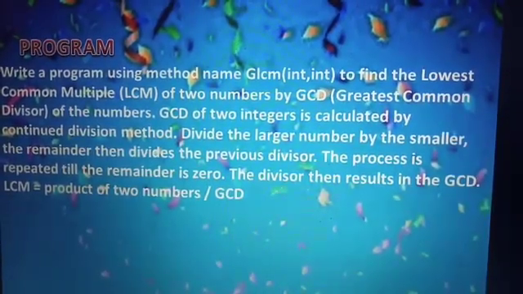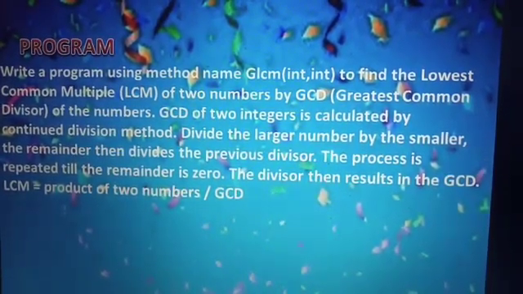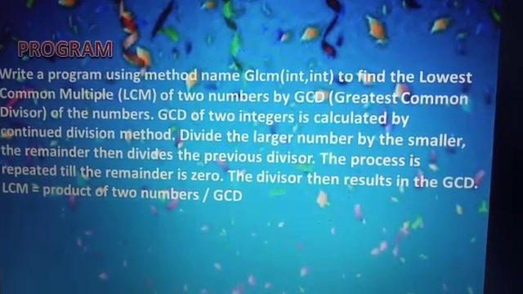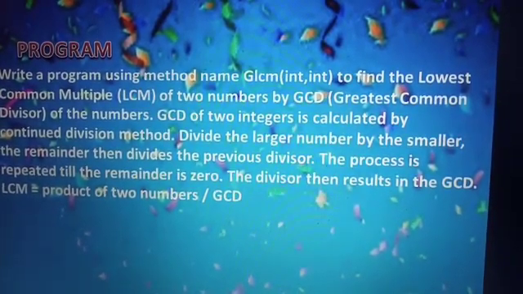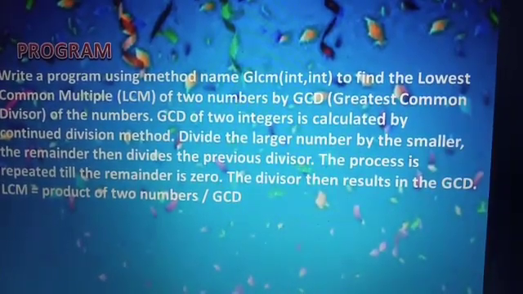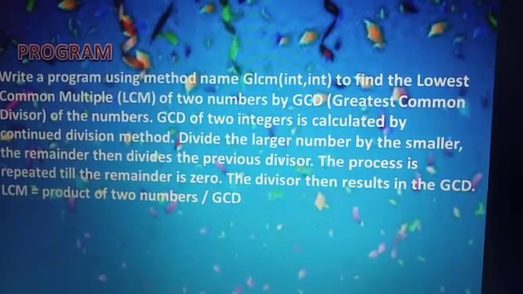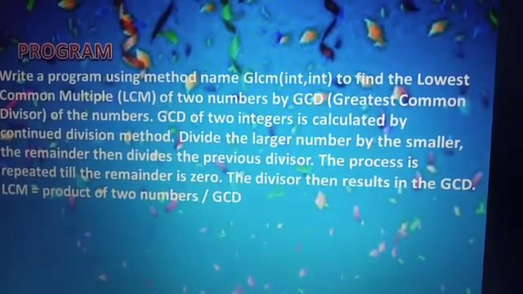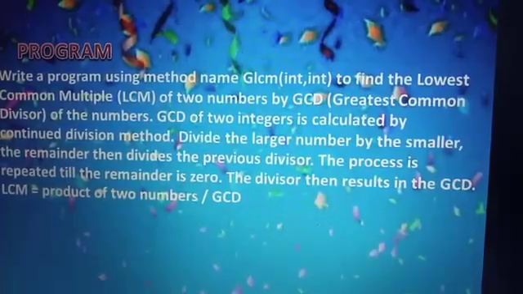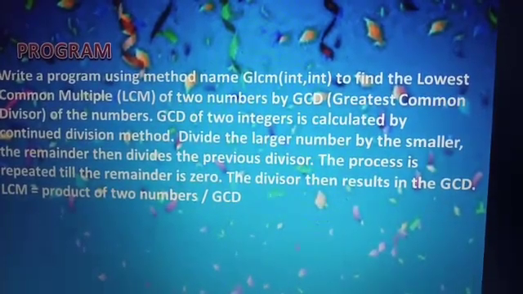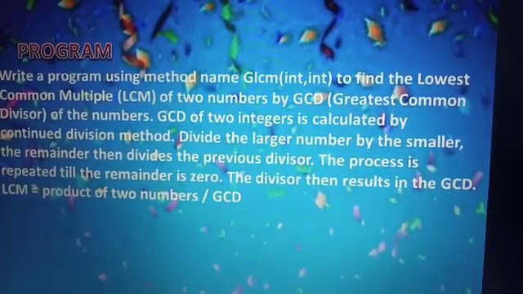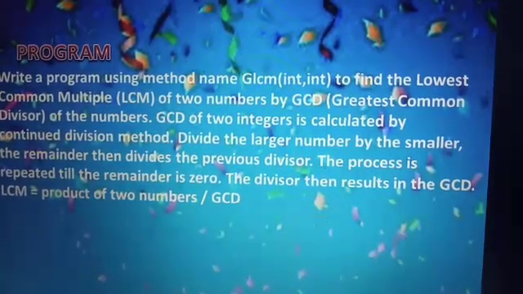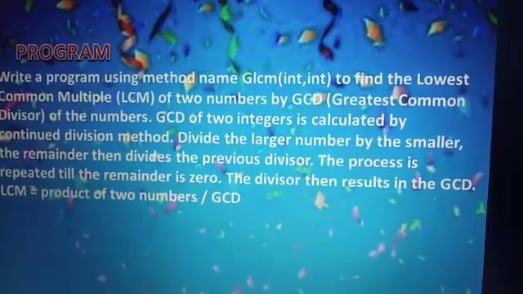GCD means what? Greatest common divisor of the numbers. GCD of two integers is calculated by continued division method. Divide the larger number by the smaller, then divide the previous divisor by the remainder. The process is repeated till the remainder is 0. So the last divisor, that result is your GCD.